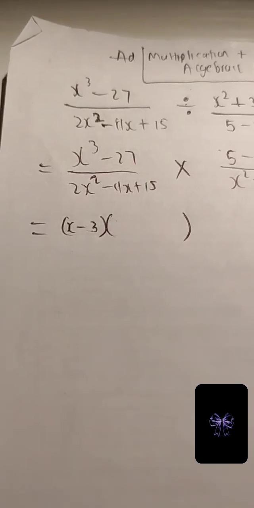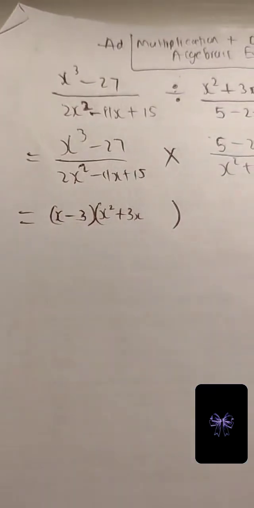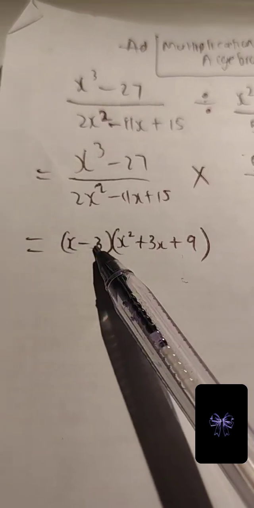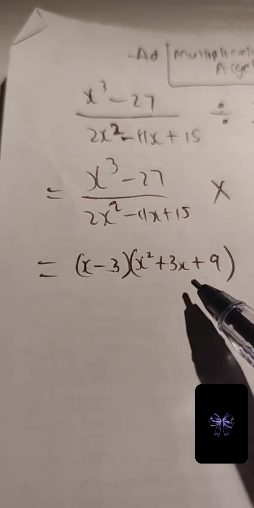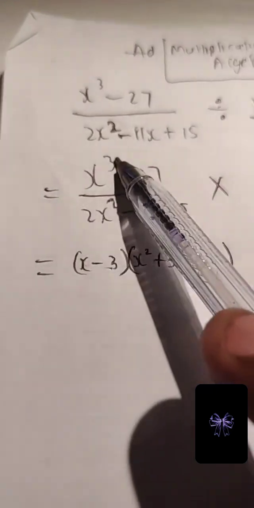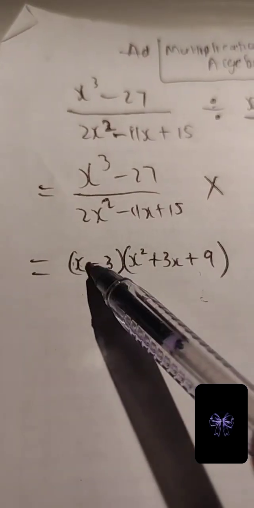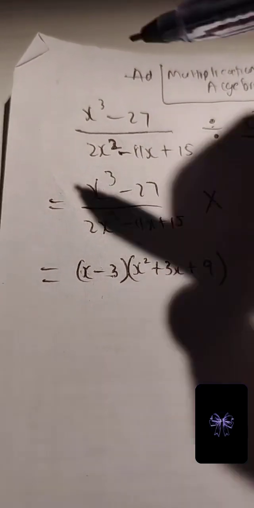Very good. And then in the other bracket we're going to say x squared plus 3x plus 9. Yeah, there was a method applied there. How did you get x and the 3? Just cube root it. Okay, so we got the cube root of x cubed, which is x, and the cube root of 27, which is 3. Where does the minus sign come from? From the original expression.